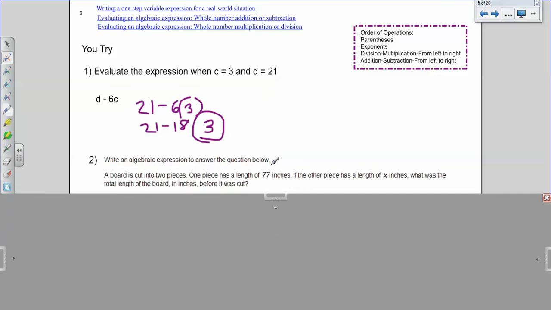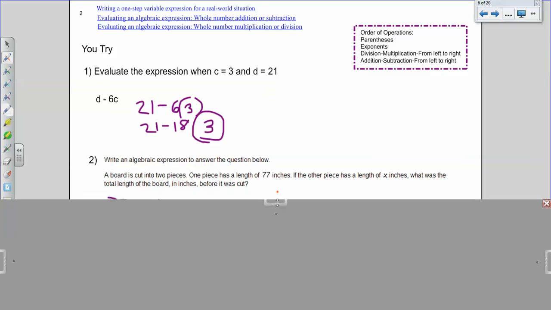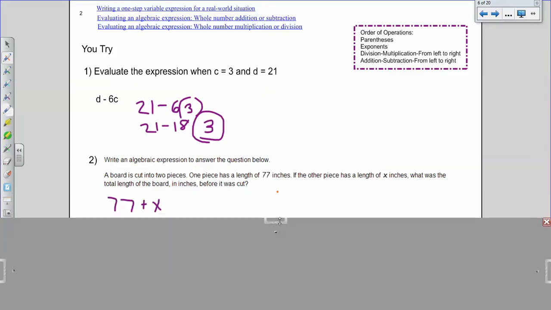Let's see. A board is cut into two pieces. One has a length of 77 inches. If the other piece has a length of x inches, what's the total length before it was cut? That tells me I'm going to need to add, because I want to know before it was cut. So 77 is my important information that I need to know, and x. So 77 plus x would tell me the length of the board before it was cut. I don't know the length of the board right now because I don't know x. That's the whole point of using x as my variable. I don't know what that is.